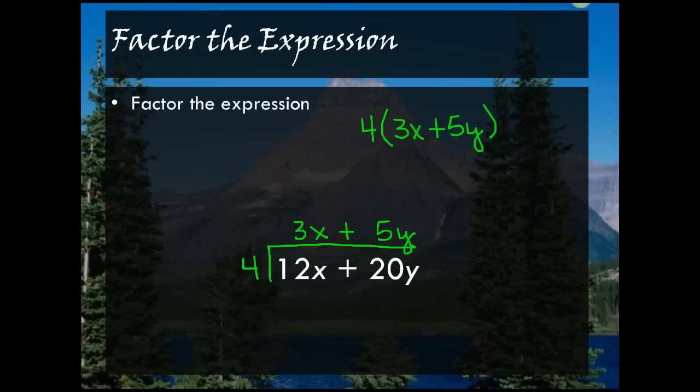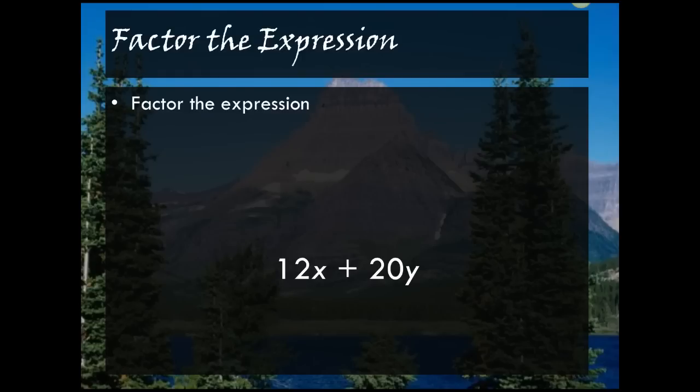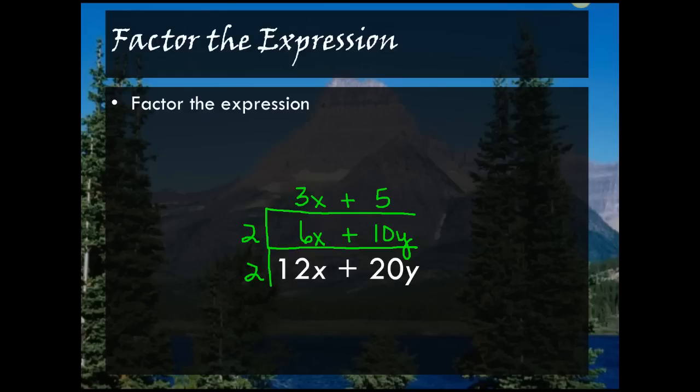Before moving on, let's take a look at what happens if you don't remove the GCF. We'll set up our division bracket, and let's divide both of these by 2. 12x divided by 2 will give us 6x, plus we will have 10y. However, we're not finished yet. Both 6 and 10 can still be divided by 2, and that will give us 3x plus 5y. Now the only value that both 3x and 5y can be divided by is 1.